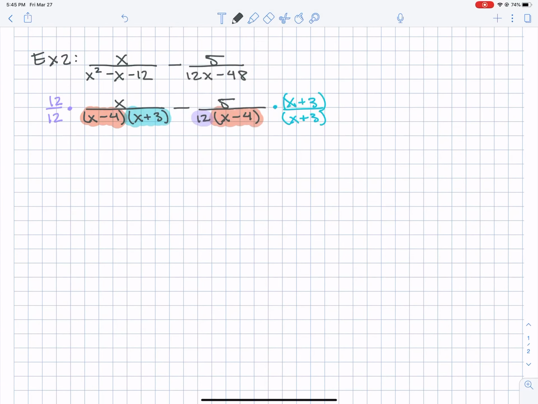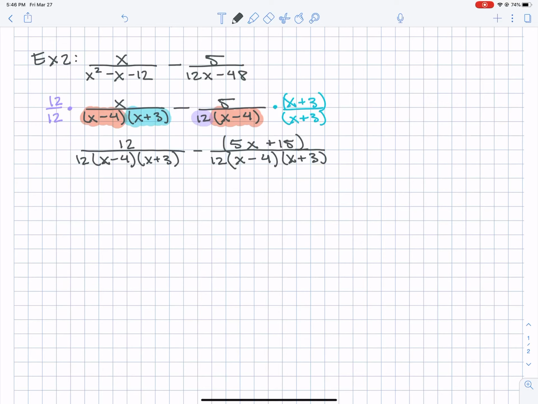So that my new denominators are 12 times x minus 4, x plus 3, and I'm going to write my other denominator here so that I know that I'm using like denominators for both. Then I'm going to go back to my numerators and multiply everything out. I'm going to keep parentheses around this one because we're subtracting, and I really want to watch my signs here.